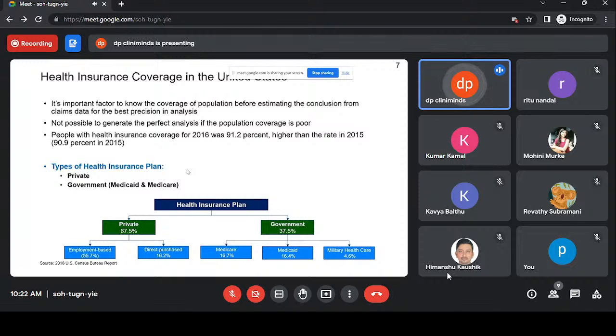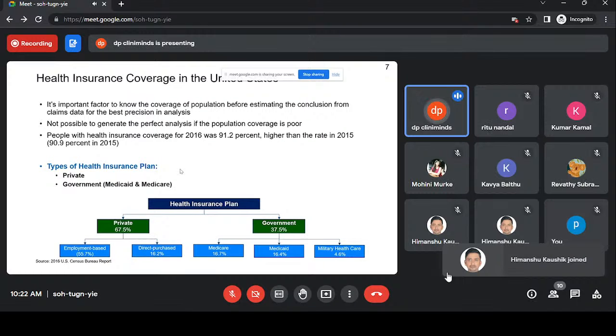Some people, like in India also, purchase insurance for themselves, maybe a top up, or if they do not have a good insurance amount from the firm they are working for, they buy. And then there is government insurance at 37.5%, which is Medicare, Medicaid, and military healthcare. We have discussed this. Why I was recapping things is because claims data goes to the insurance companies, so I thought let's have a recap on the insurance thing.